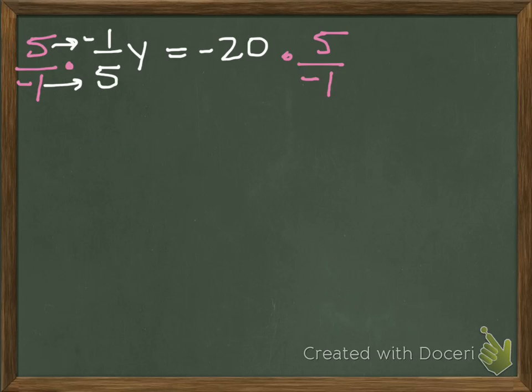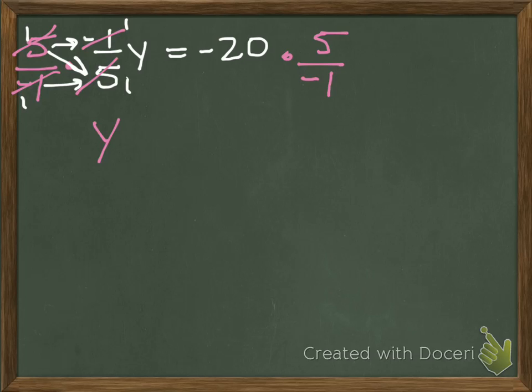I could cross reduce. By cross reduce I mean crossing this way. 5 goes into 5 one time, and then -1 goes into -1 one time. So if everything crosses out or cancels or reduces, all I have left is y on the left side.